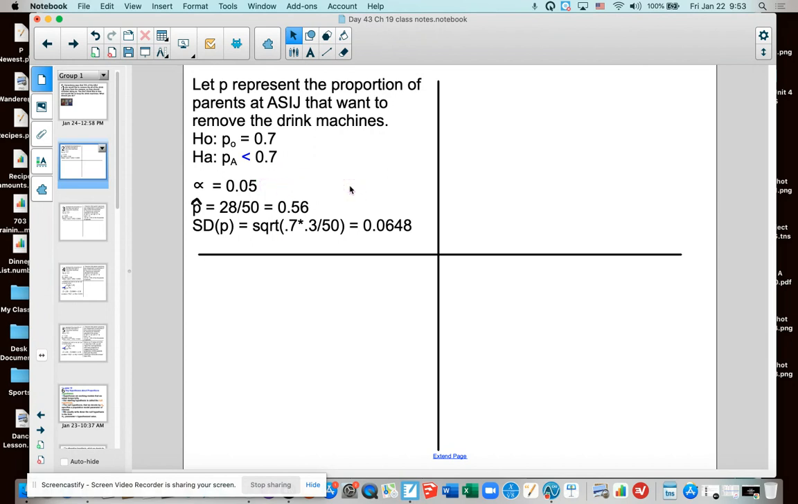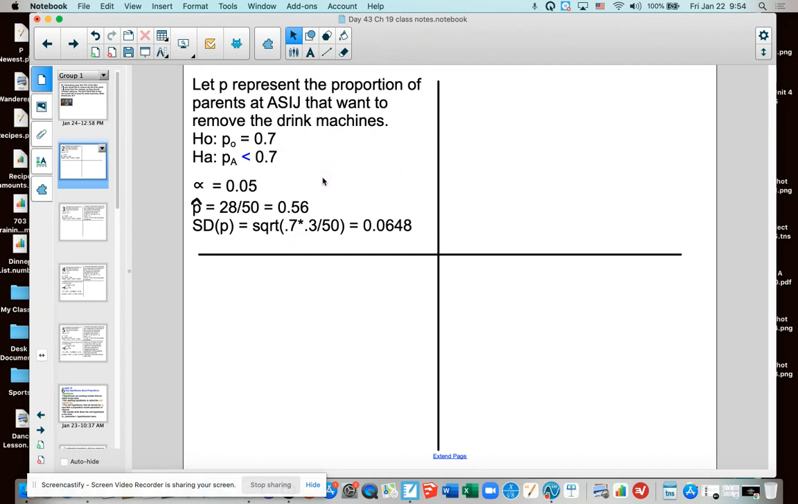Now, let's just say I go do a sample, and I get 28 out of 50 for my sample of the ASIJ parents. I went and surveyed 50 ASIJ parents. 28 of them said they want to remove the machines. Well, to me, that comes up to 0.56. So some people in the real world, without knowing statistics, someone says, oh, it's 0.7, 70% of the people want it, and then you do a sample and you get 56%, and you just start calling them liars.